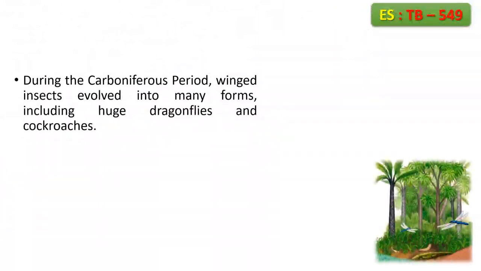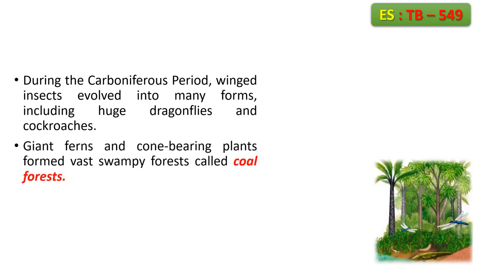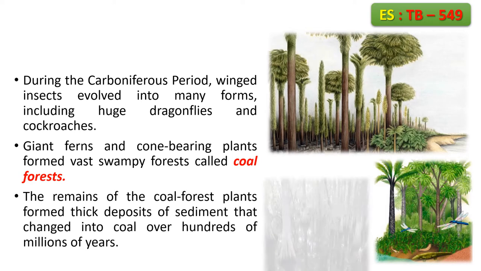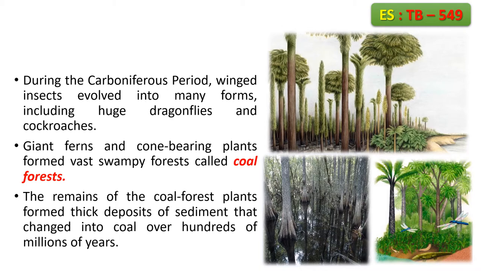During the Carboniferous period, winged insects evolved into many forms, including huge dragonflies and cockroaches. Look at the diagram, you can see the big and huge dragonflies. Giant ferns and cone-bearing plants formed vast swampy forests called coal forests. The remains of the coal forest plants formed a thick deposit of sediment that changed into coal over hundreds of millions of years.